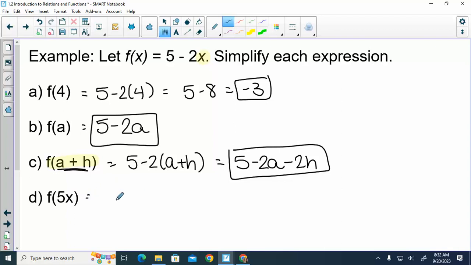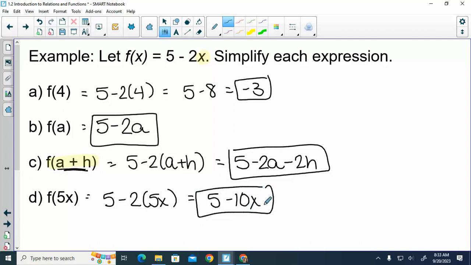And the last one, f of 5x. We have 5 minus 2 times 5x. 5 minus 10x. So you don't have to just get a number at the end. You could get an expression.